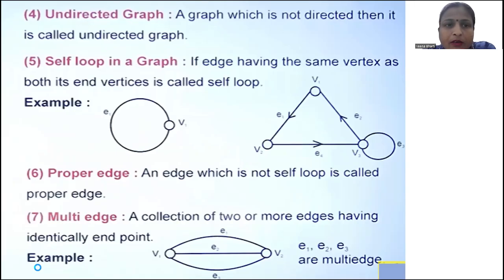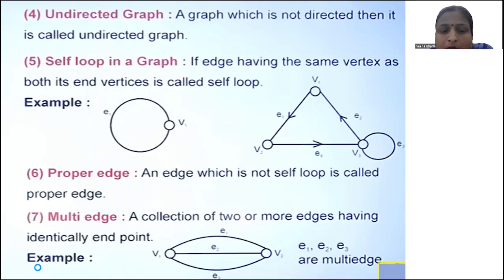Then self loop in a graph. If an edge has the same vertex as both its end vertices, then that edge is called a self loop. In this example, V1 is the vertex and E1 is the edge that starts from the vertex V1 and ends at the same vertex V1. So this is called the self loop. Then the proper edge. An edge which is not a self loop is called the proper edge. That means a graph which does not contain any self loop has only proper edges.